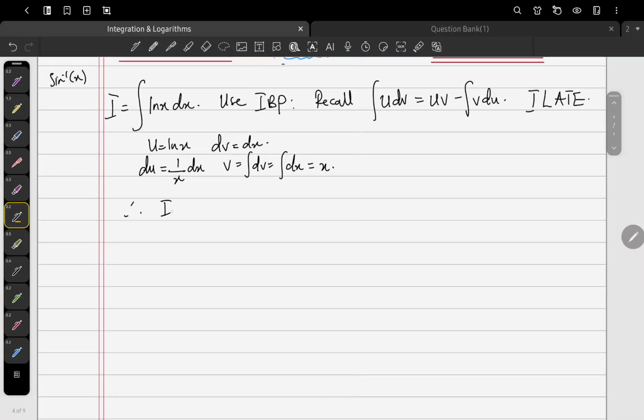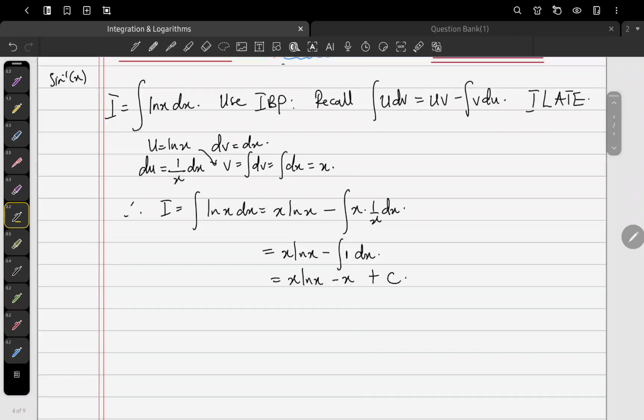Therefore, using IBP, the integral of natural log of x is equal to uv, that is x times natural log of x, when we multiply these two, minus the integral of v du, x times 1 over x dx. And that is going to be equal to x natural log of x minus the integral of 1 dx. But what is the integral of 1? That is just x. So this is equal to x natural log of x minus x plus c.